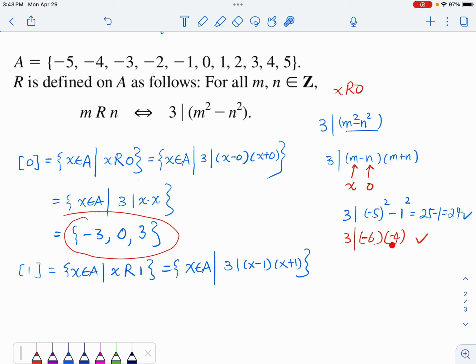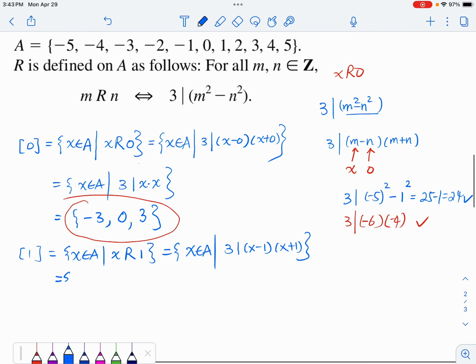To me, when I factor it and see that one of the factors is divisible by 3, I know the product has to be divisible by 3. That's my own preference. So that's -5 found. Now try the next one, -4. Does 3 divide -4 minus 1, which is -5, times -4 plus 1, which is -3? I already see -3 is a factor, so 3 definitely divides the product. Therefore I know -4 should work.